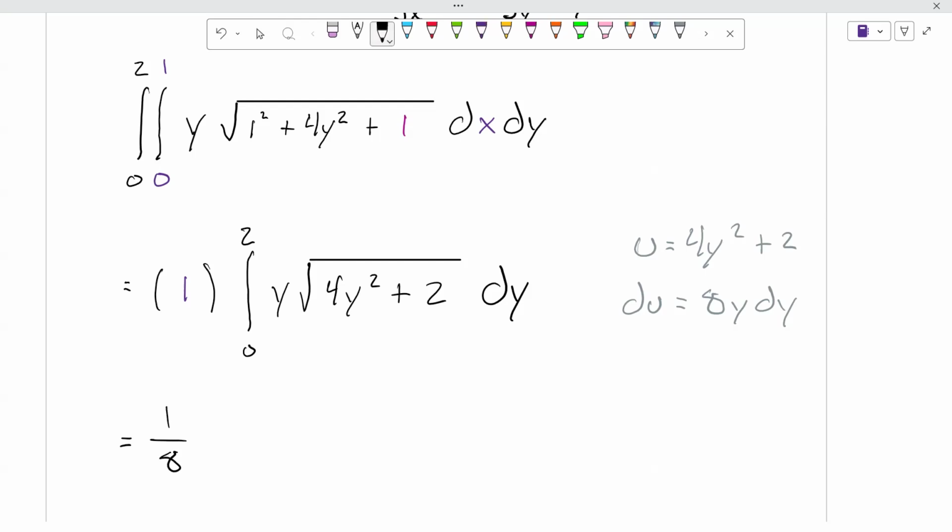So 1 over 8 times that thing integrated. I'm integrating a square root function, so that's going to go to the 3/2 power, from 1/2 up to 3/2. That means I need to divide by 3/2 or multiply by 2/3. And my inside was 4y squared plus 2, and again, that goes to the 3/2 power. I want to evaluate this between 0 and 2, since those are my y bounds, and then just plug stuff in.